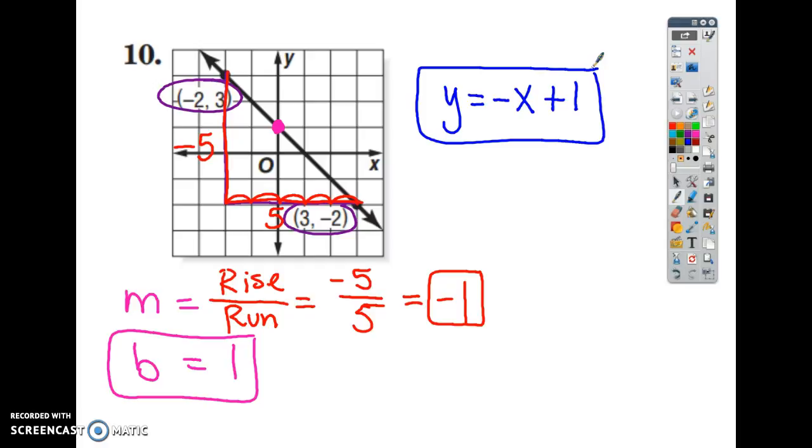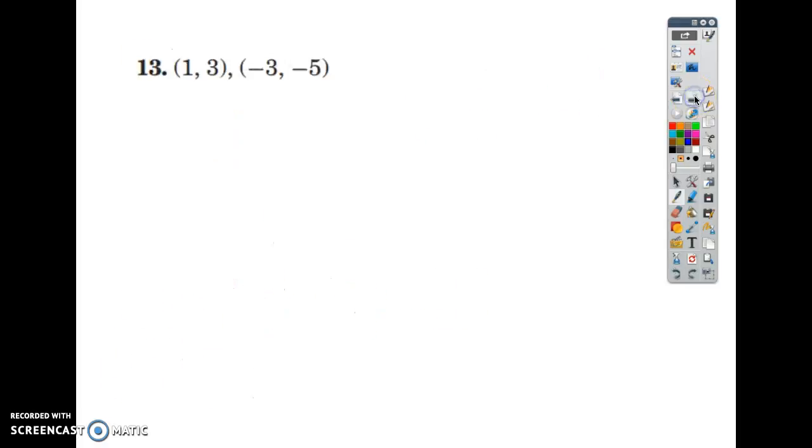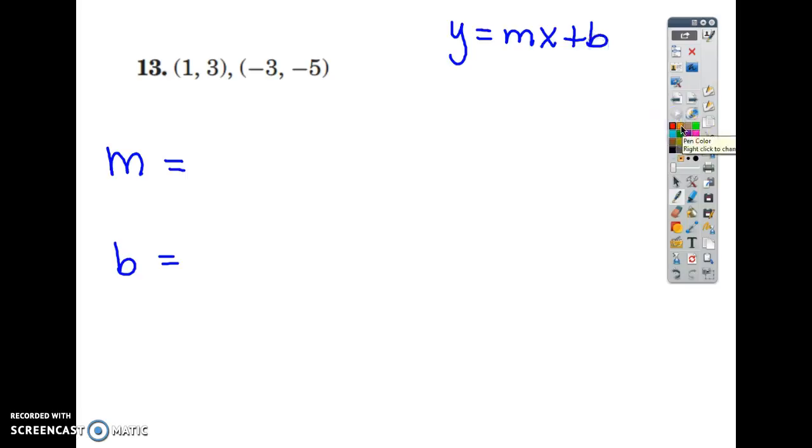Okay? One more, number 13. They gave you 2 points. We need to find m and b in order to write our equation y equals mx plus b. So now I cannot do rise over run because I don't have a graph. The only way you can do rise over run is if you graph these 2 points on a graph and figure out the rise over run.